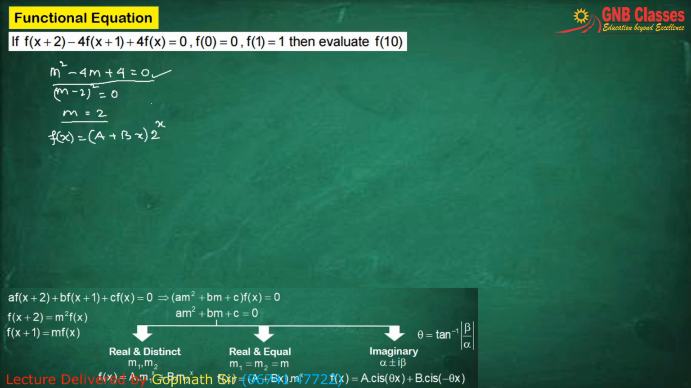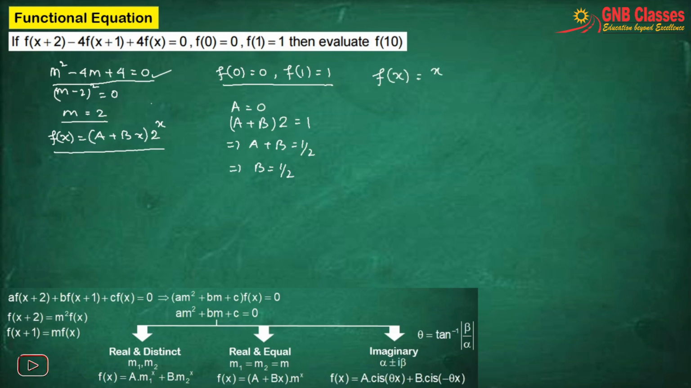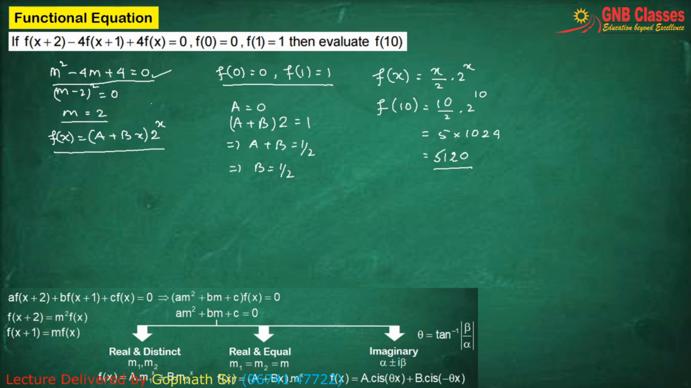Is it clear? Now they have said that f(0) is 0 and f(1) is 1. So let me put those values in this function to get the values of a and b. So I'm doing it a little quickly. Therefore, the function becomes, is it clear? Therefore, our f(10) is, so that gives us 5120. Therefore, the required value of f(10) is 5120. Have you understood this problem?